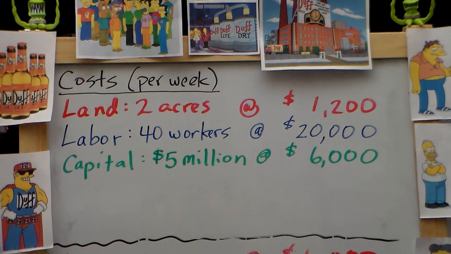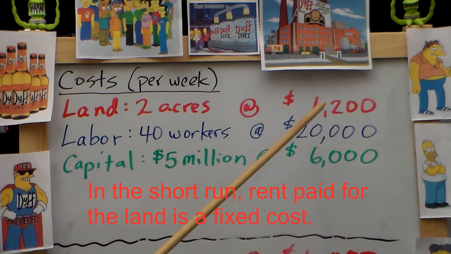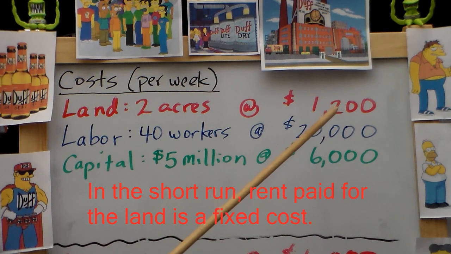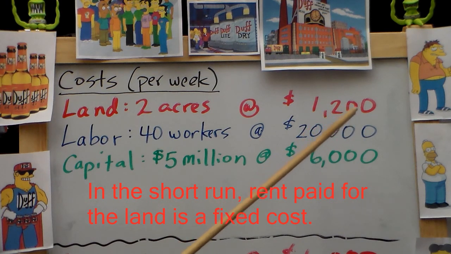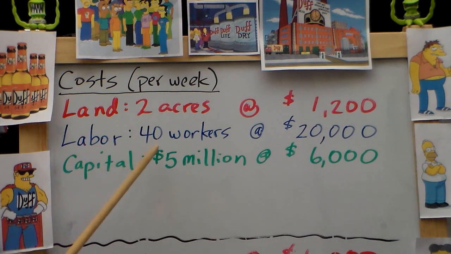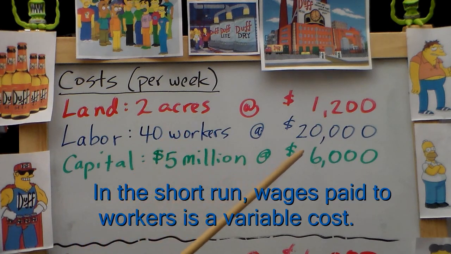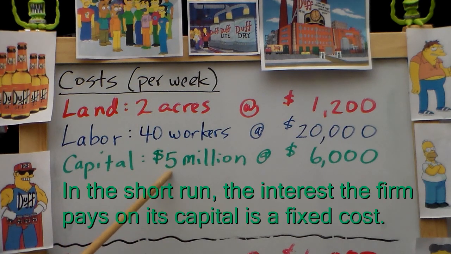Let's say to begin with, the company builds a small brewery using just 2 acres of land, on which it has to pay $1,200 a week rent. It uses 40 workers in its brewery, and it pays the workers $20,000 a week. It uses $5 million worth of capital equipment, and that capital equipment costs the company $6,000 a week in interest.